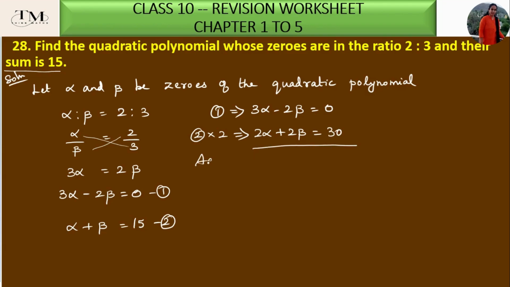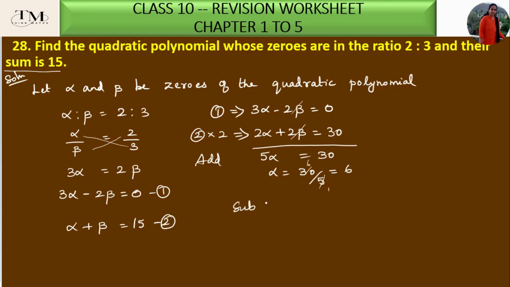Now adding. So we are adding, so signs will not change. So 3 alpha plus 2 alpha is 5 alpha, and minus 2 beta and plus 2 beta gets cancelled. So 0 plus 30 is 30. So 5 alpha will be equal to 30. 5 is in product, so it will come to division. So 30 divided by 5, 5 ones are 5 and 5 sixes are 30. So alpha is equal to 6.